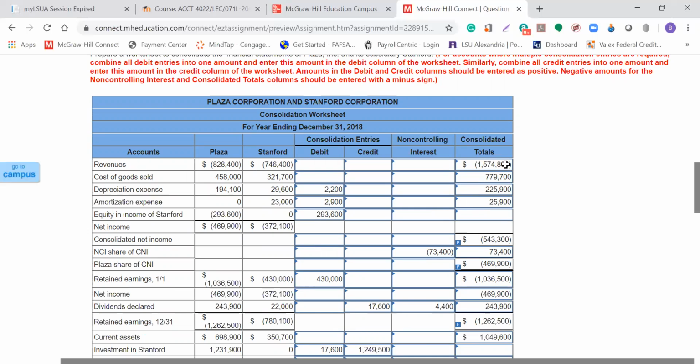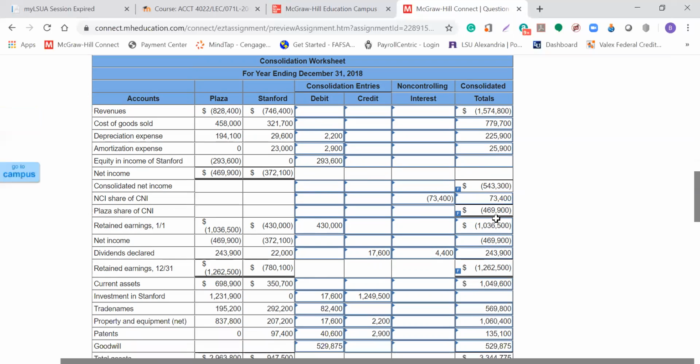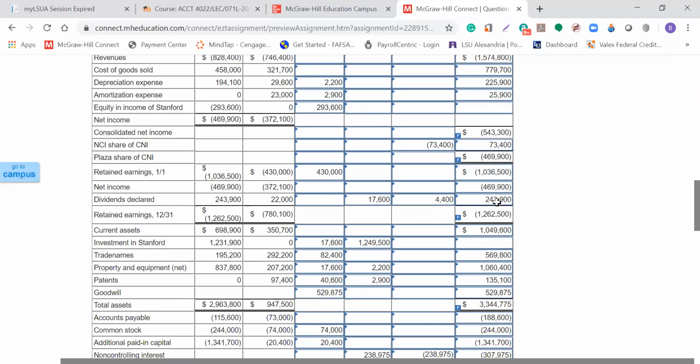For your revenues, you have a new total, depreciation, amortization, and if you look at your consolidated net income, you can see where your position was there. You can also see your retained earnings, net income, and dividends declared to give you the retained earnings for 12/31.